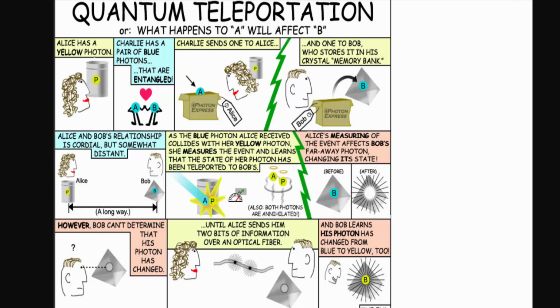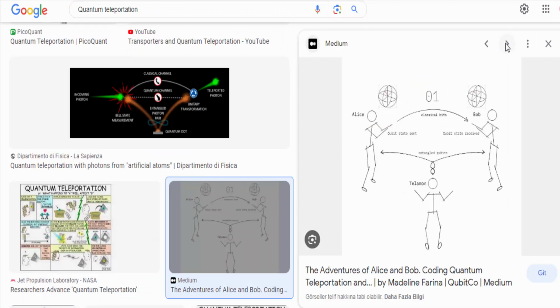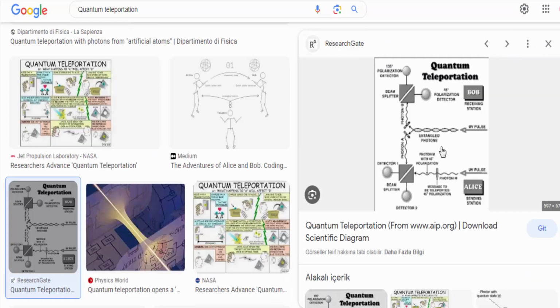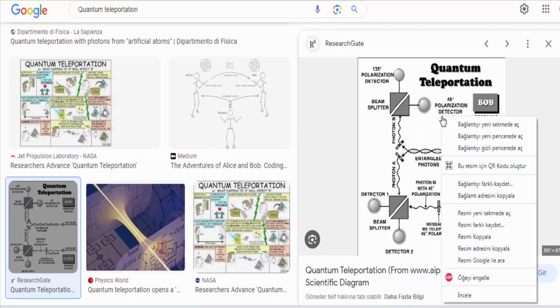Bell measurement. Alice performs a joint measurement, known as a Bell measurement, on the particle she wants to teleport and her entangled particle. This measurement extracts certain information about the quantum state of the particle.